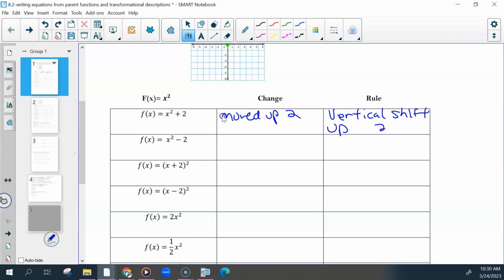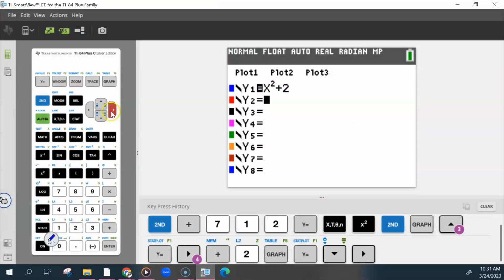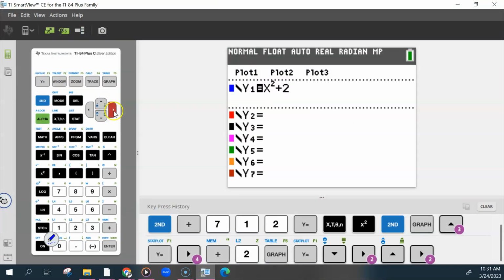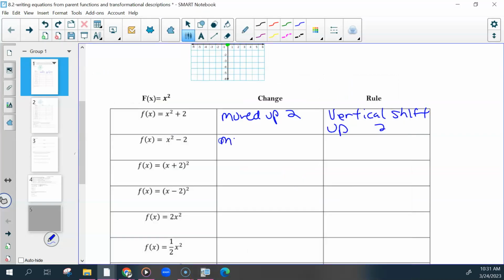So if the plus 2 moved it up 2, what do we think this one's going to do? Down 2. Yeah. Now let's graph it just to make sure. And it did move down 2 from the original. So then the rule will be very similar to the first one, except now down 2.